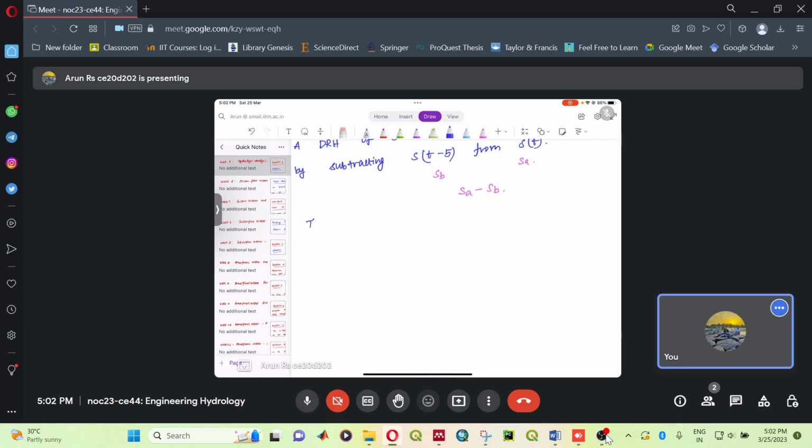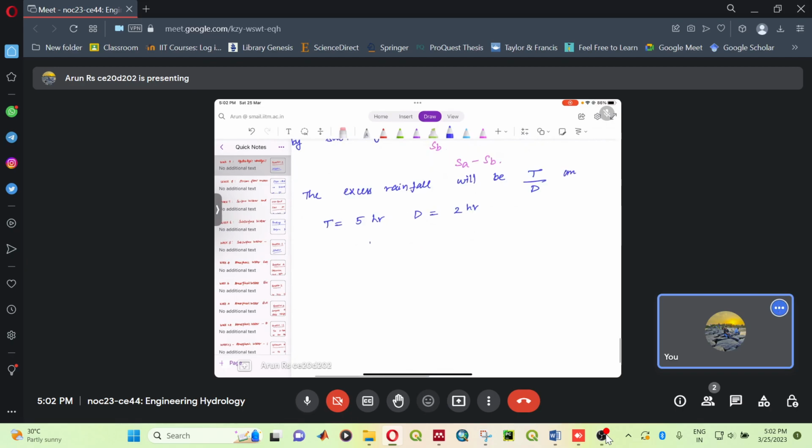So the excess rainfall will be T by D centimeters. That is, D is equal to 5R and D is equal to 2R. So the excess rainfall will be equal to 5 by 2, that is 2.5 centimeters.